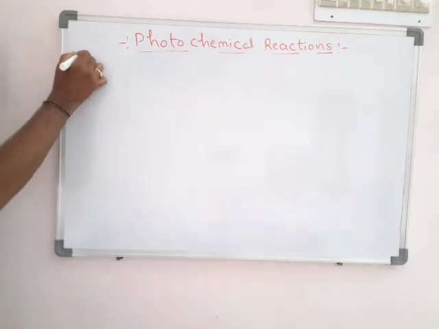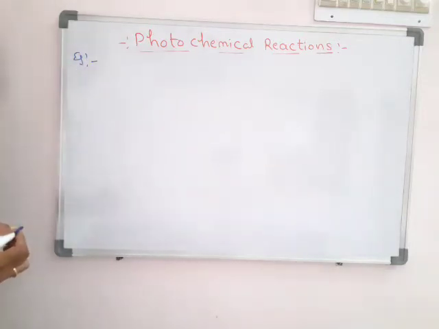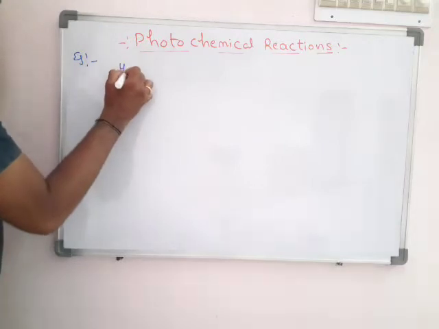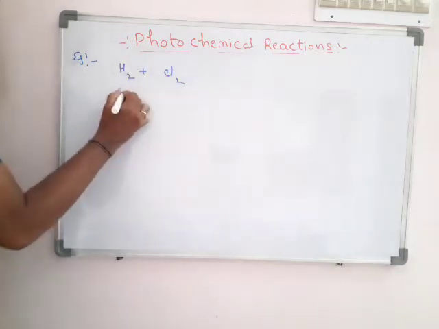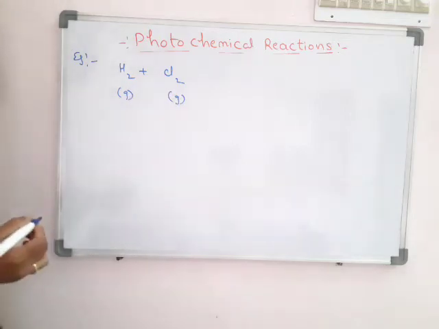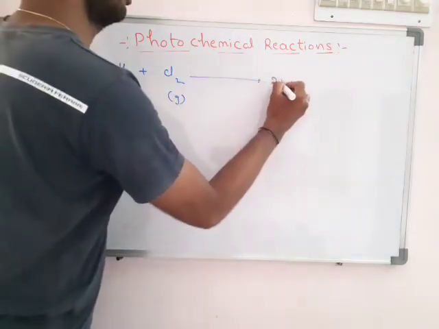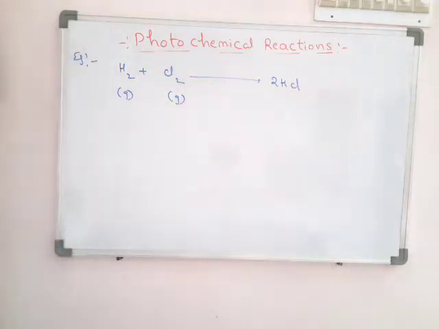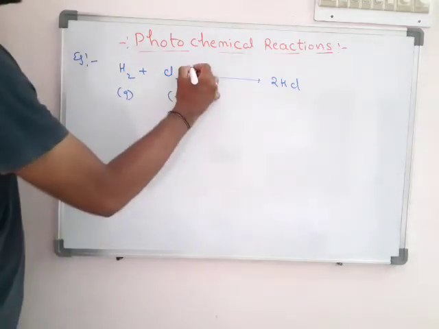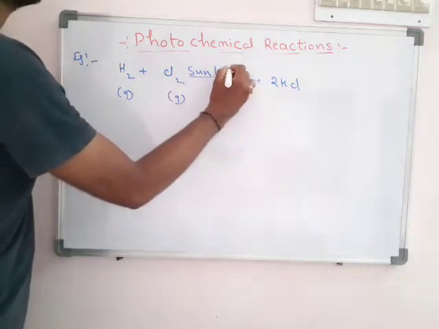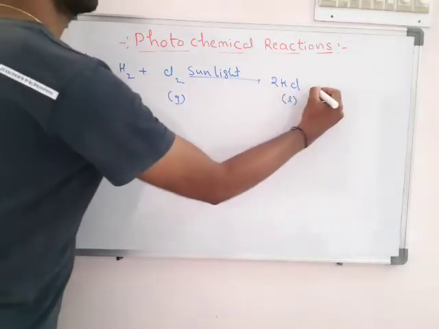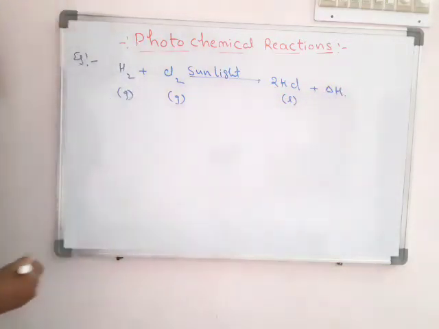Next see one more example: the reaction between hydrogen and chlorine. Hydrogen chloride is also called hydrochloric acid. Just balance it to HCl, already balanced. For the formation of HCl the compulsory thing is sunlight. It is an exothermic reaction, you know that.